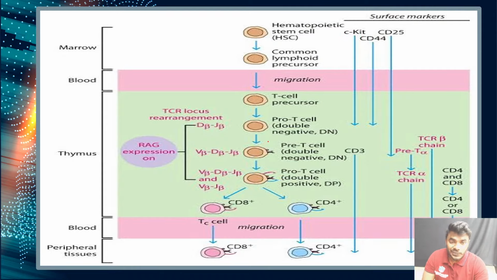Okay, listen quickly. The pro-T cell, which we can call double negative, consists of c-kit, CD44, CD25. When the pro-T cell double negative is converted into the pre-T cell double negative, there is no expression of c-kit and CD44, and CD25 will continue. There is an expression of CD3, majorly TCR alpha and beta. T cell receptor alpha beta.